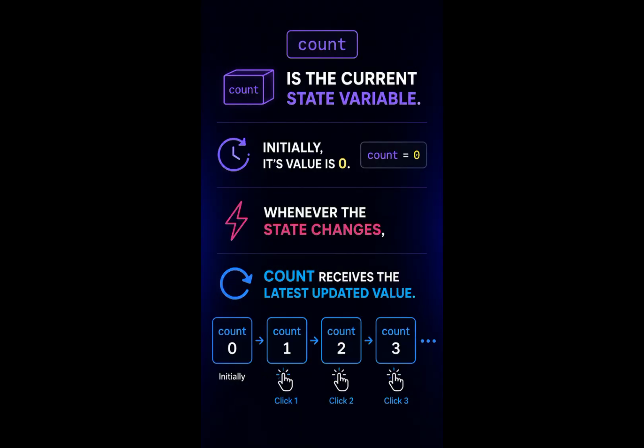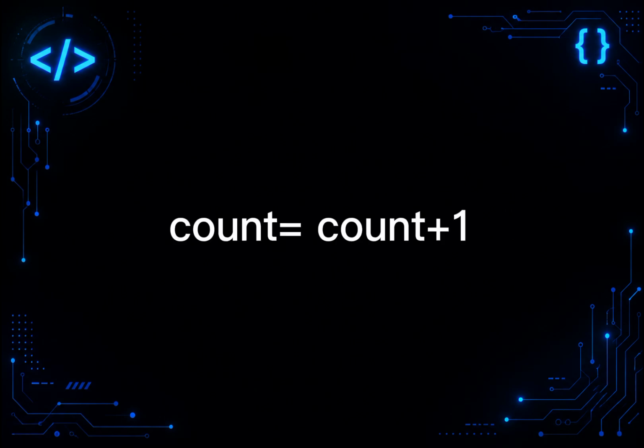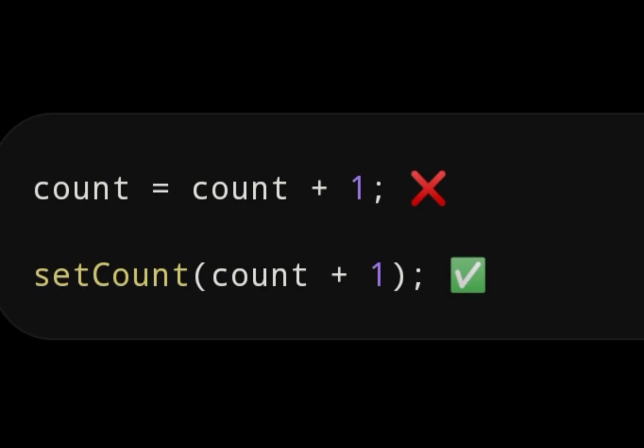Here, count is the current state variable. Initially, its value is 0. Whenever the state changes, count receives the latest updated value. setCount is a state updater function. We never change count directly. Instead of writing this, which is incorrect in React, we write like this. This tells React to update the state and refresh the UI.